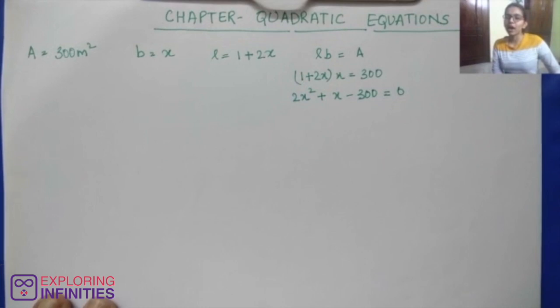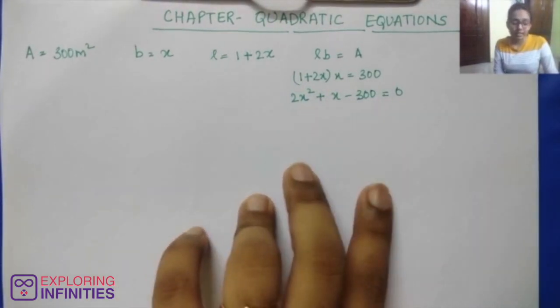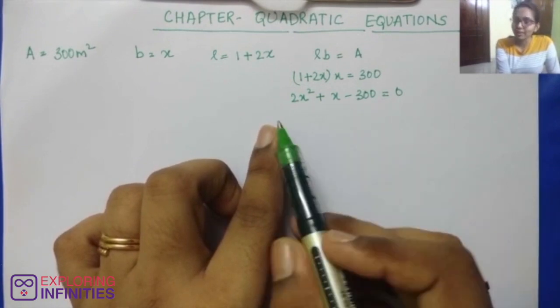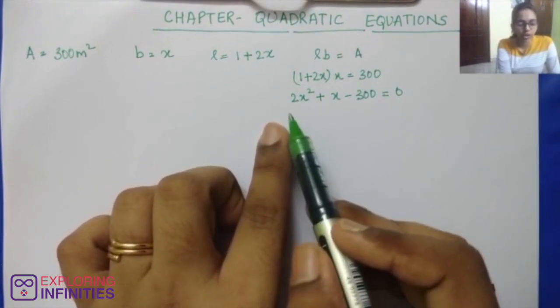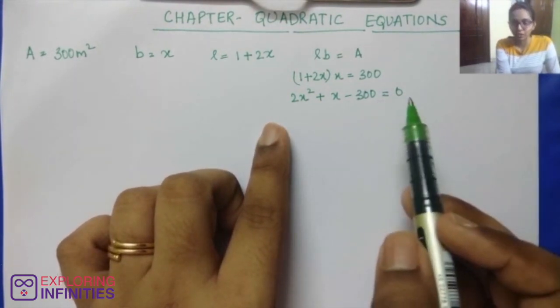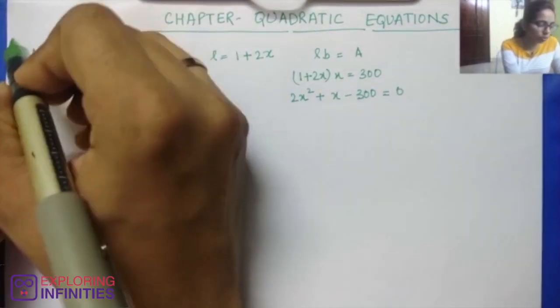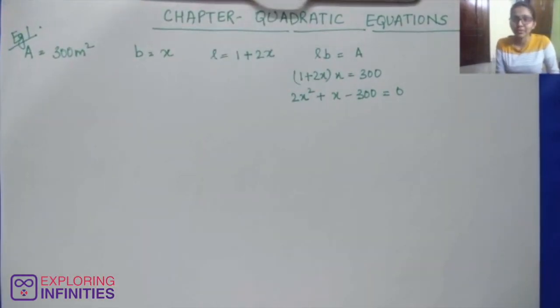Now if you have a look, this is a quadratic equation. The LHS of this equation is a quadratic polynomial, and I told you whenever you equate your quadratic polynomial to 0, you have your quadratic equation. So this was one of the very basic examples of how quadratic equations are developed.